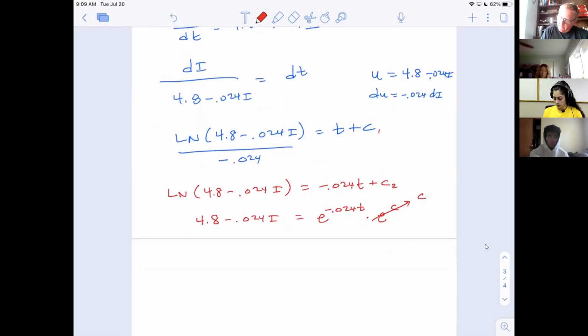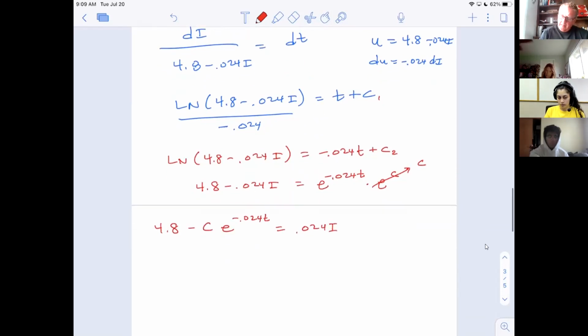If I take 4.8 and I subtract all of that C business over to this side, and I add the 0.024i to the other side, notice when I divide by 0.024i, I get the same answer. 4.8 divided by 0.024, we said earlier, was 120. Notice I get C divided by 0.024, but the E kind of really doesn't change.